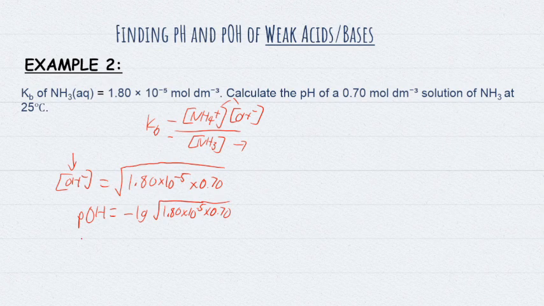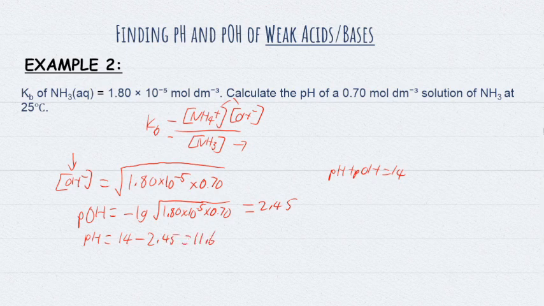You want to find pH? Sure, go ahead. Again, using the idea of pH plus pOH equals 14 at 25 degrees Celsius. So it's simply 14 minus whatever value that we get right there. This value right here we get is 2.4498, so 2.45. So 14 minus 2.45 equals 11.55, 11.6.